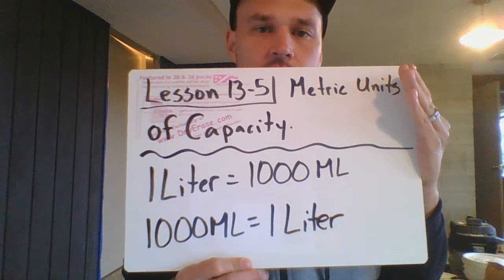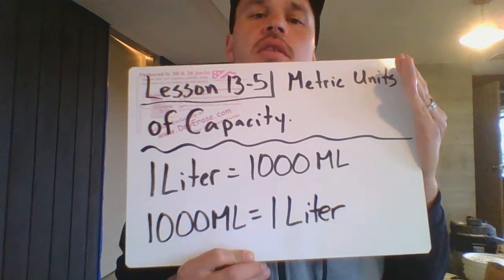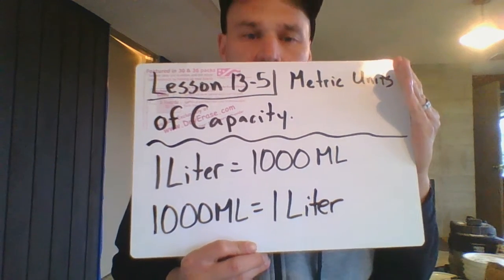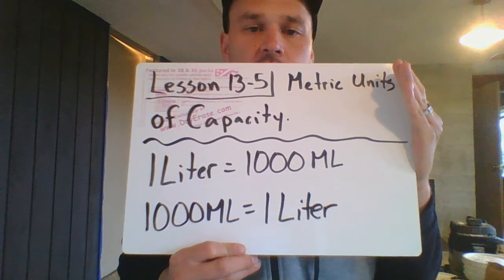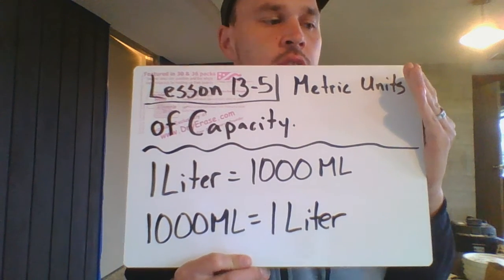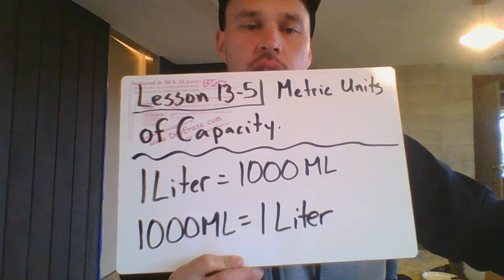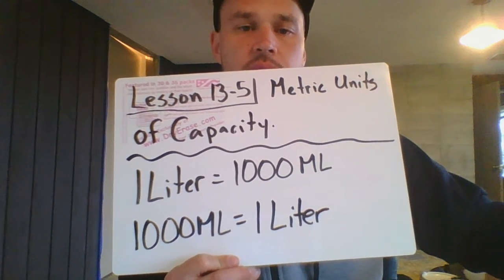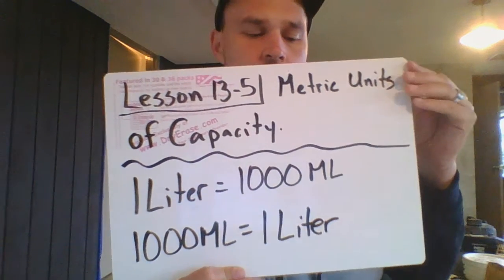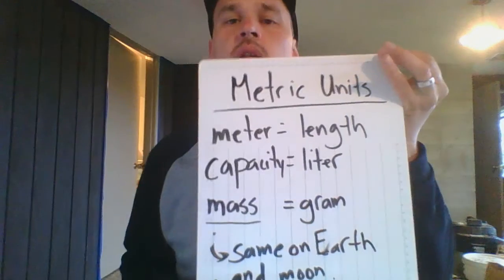13-5 is using metric units of capacity. So today you're going to be learning about liters and milliliters converted to liters. In the metric system, there are a lot of units that use liters. You're just going to focus on liters and milliliters today. Okay. Now I'm going to turn over to the back side here.